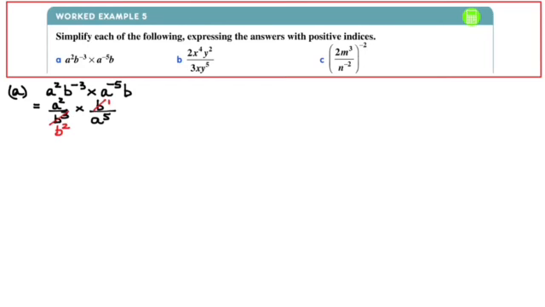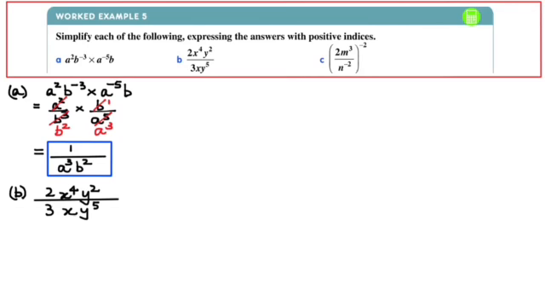Now looking at the a's, these two a's here will cancel out with two of those 5 a's and leave 3. So that will cancel out, leaving a cubed on the denominator. So it looks like our answer is 1 over a cubed b squared. All right? Excellent. Okay, this one looks pretty interesting.